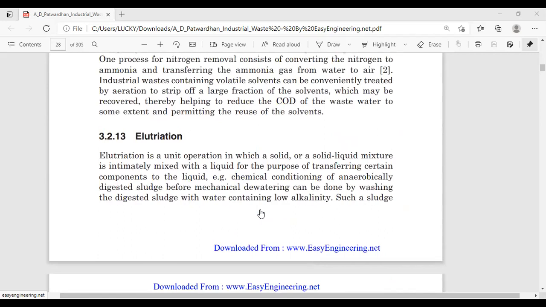Now here, filtration. Filtration is a unit operation in which a solid or a solid liquid mixture is intimately mixed with a liquid for the purpose of transforming certain components to the liquid. For example, chemical conditioning of anaerobically digested sludge.